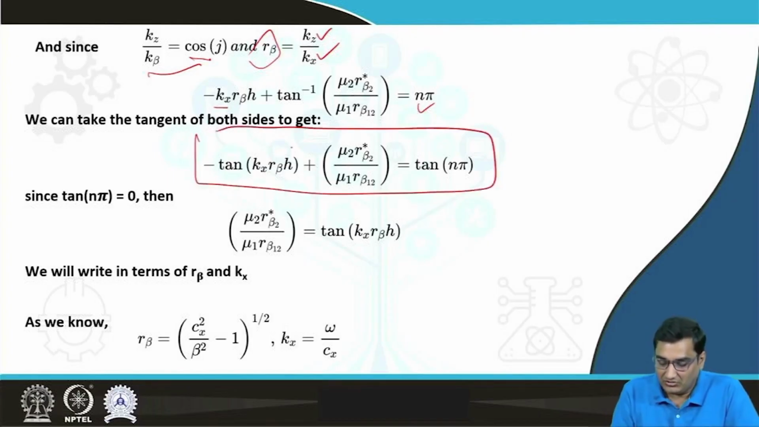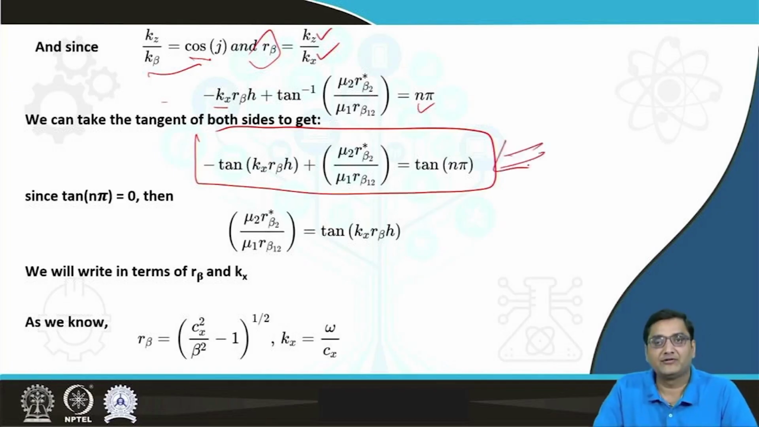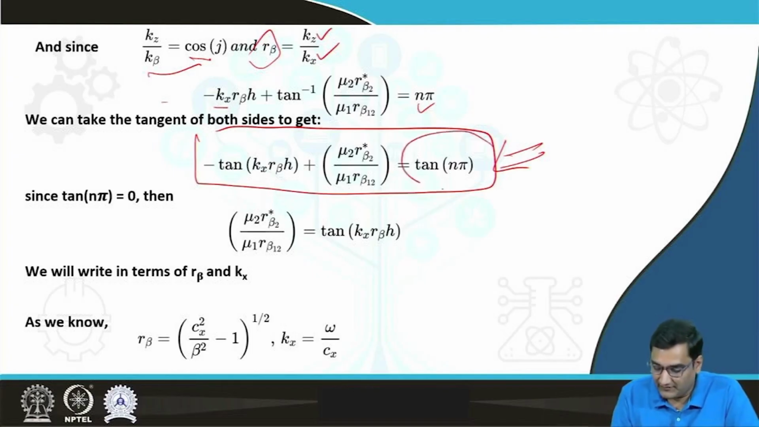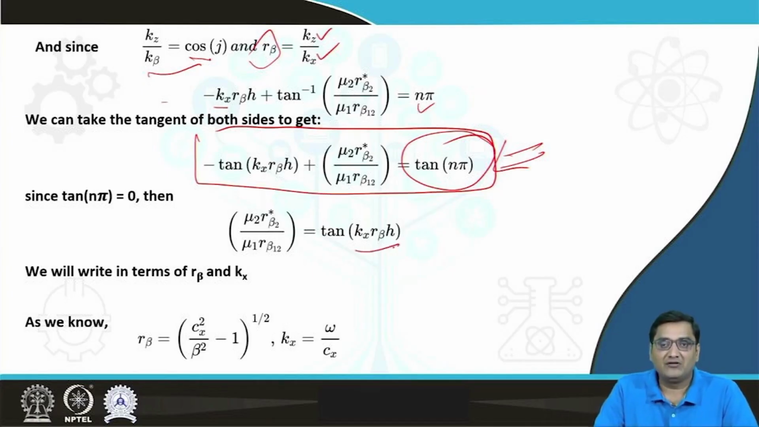So what we are doing here is taking the tan of both sides, and you will have this expression in the end. Now you know that a multiple of n pi will be 0 in case of tan, so this particular term will become 0. What you will be left with is mu 2 r beta 2 star divided by mu 1 r beta 1 is equal to tan of kx r beta h. So now we can write this in terms of r beta and kx.